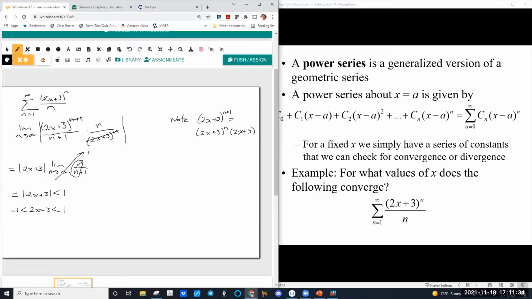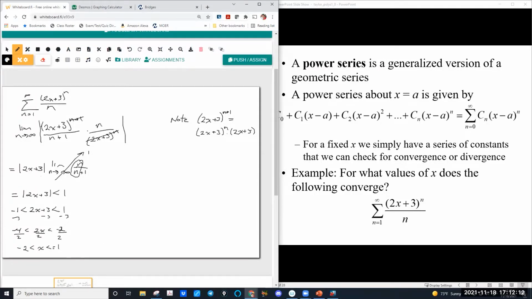So that's how we set it up. And what we do is we solve for x just like we would an equation. We want x isolated, so we'll subtract 3 from all of these. So -4 is less than 2x is less than -2, excuse me. And finally, we divide by 2. And so what we get is that x has to be in between -2 and -1.